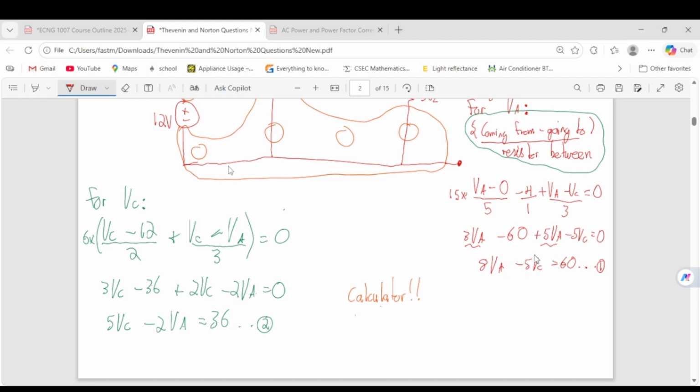So in this first equation here, we have 8VA, and we have 0VB, and you have minus 5VC equal to 60. And we have this one here, so you have minus 2VA, then 0VB, and then plus 5VC, and equal to 36.